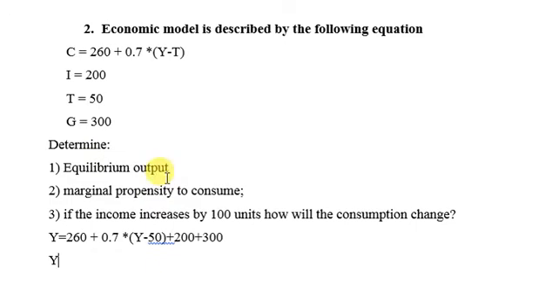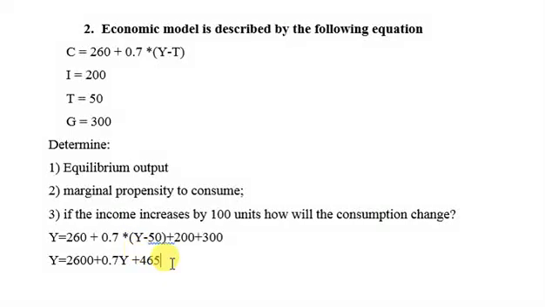So Y equals 260 plus 0.7 Y minus 0.7 multiplied by 50, which is minus 35, and plus 200 plus 300, which is 500. Well, 500 minus 35 will give us 465, so plus 465. I hope I haven't made any mistakes so far.